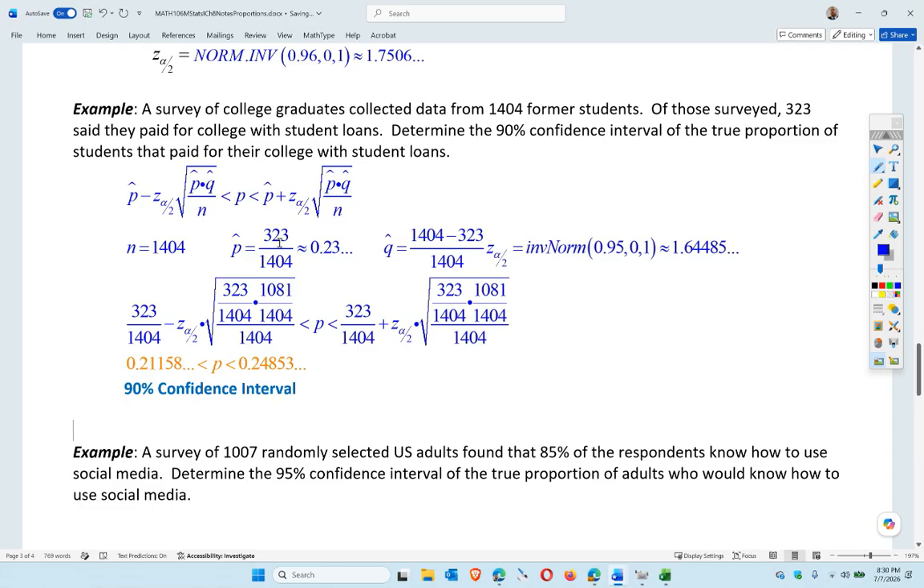Okay, so this one involves a ratio. This one involves percents. A survey of 1,007 randomly selected U.S. adults found that 85% of respondents know how to use social media. Determine the 95% confidence interval of the true proportion of adults who would know how to use social media. So we found 85%, but that's the sample. Obviously, 1,007 is not all the adults in the U.S., so the true answer is going to be more or less than that, most likely. It could be 85, probably not.